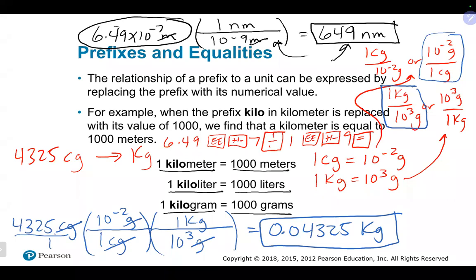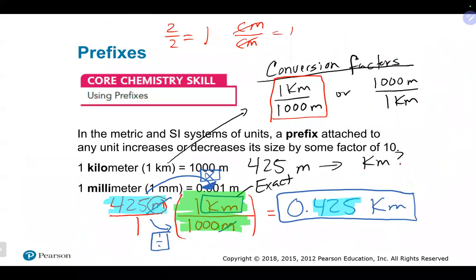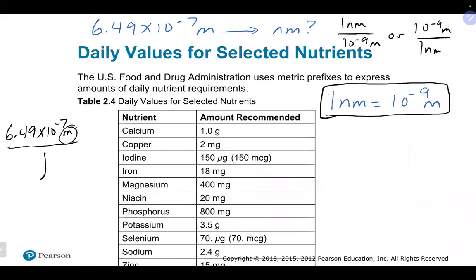Exactly. So basically, let me just do it this way. Let me find somewhere to scribble. So basically what we did in that was we started with centigrams, right? And unit-wise, up on top we have centigrams. Then we went to grams, and then we went to kilograms. So those are all the units that are up on top. On the bottom, we had centigrams and grams, and then we had grams.